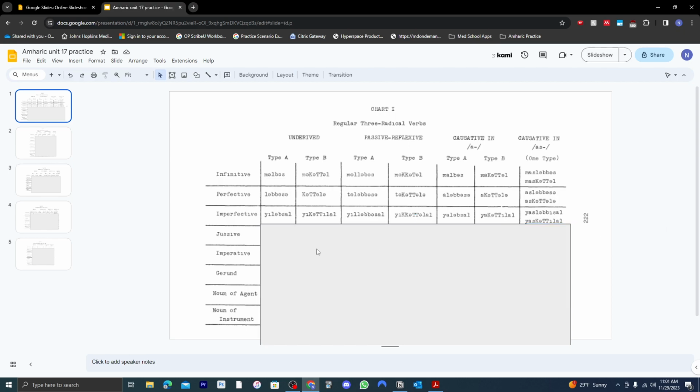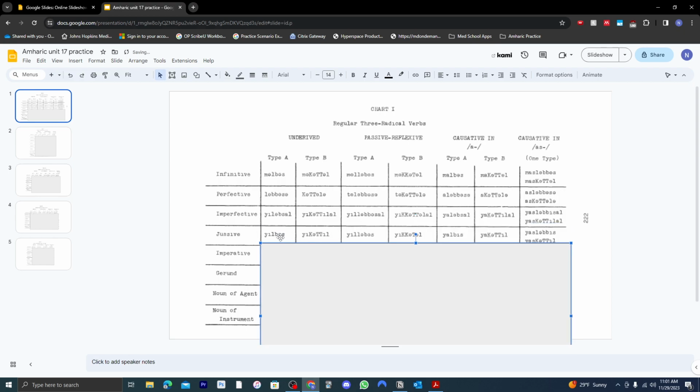Yiketelal, okay. Jussive. So this is a way of saying like, let him do something. So I think it's just going to be all of these without the AL. So yelebs, yiketel, yelebs, yiketel, yalebs, and yaketel. See how that looks? Yelebs, yiketel, yelebs, yiketel, yalebs, yaketel. So hopefully that's what it sounded like I was saying.